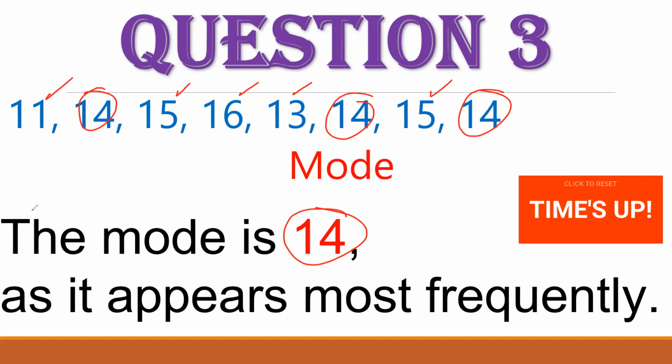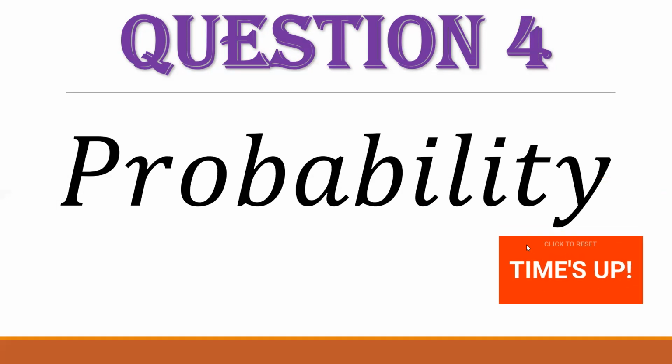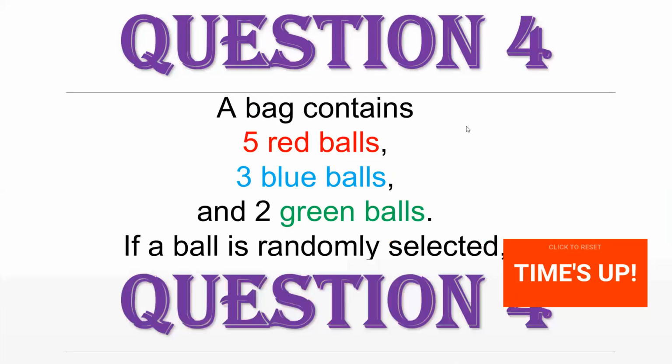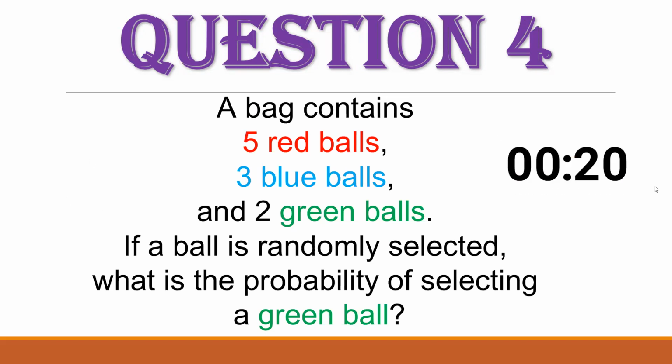Okay, let's continue with question 4. Let's see what we have next. Question 4, oh, new topic. So probability we have now. Probability is coming with this question. It's an easy one, you will see. Now you have a bag. Inside the bag you have 5 red balls, 3 blue balls, 2 green balls, and they are asking, if you take a ball from the bag, what is the probability of selecting a green ball? This is our question. You have 20 seconds for this question.